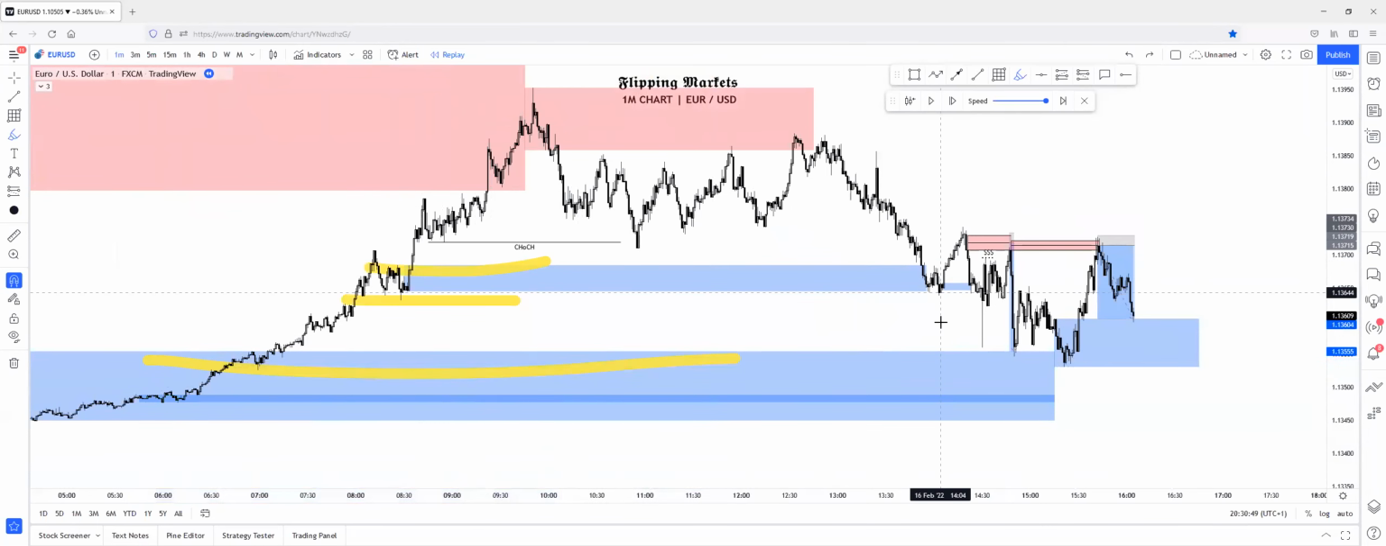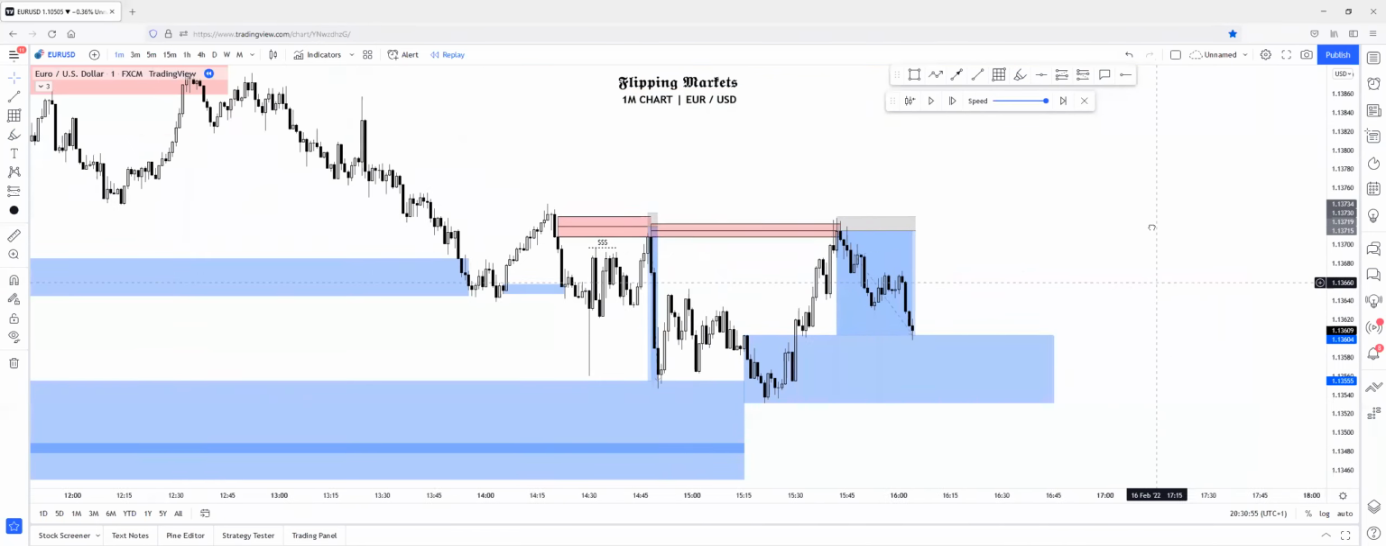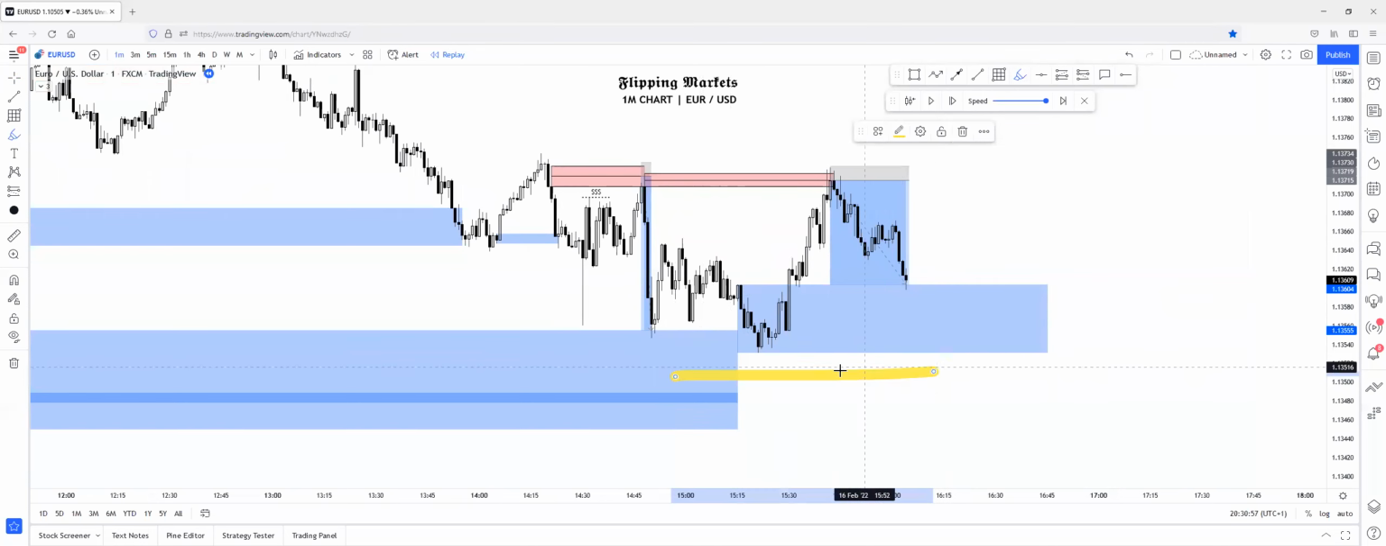I was expecting a break of this 4-hour zone, and price mitigated only a small percentage of it. So as we talked about several times, for a 4-hour zone mitigation, we need at least a 50% mitigation. Without a 50% mitigation, a 4-hour zone mitigation won't be enough for us. So we are expecting a 4-hour zone 50% mitigation.